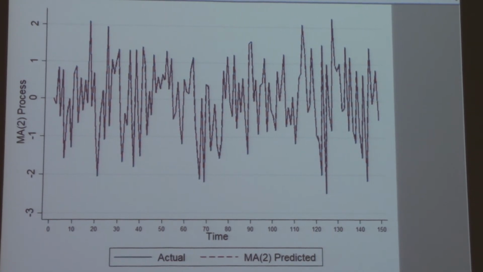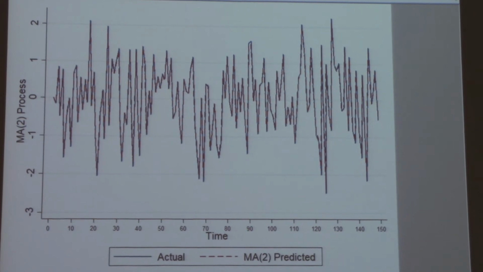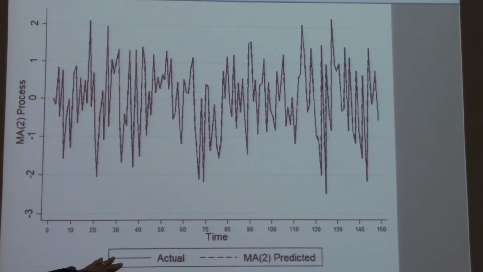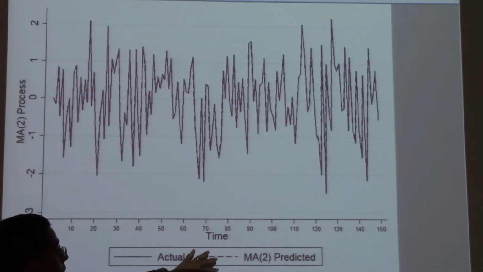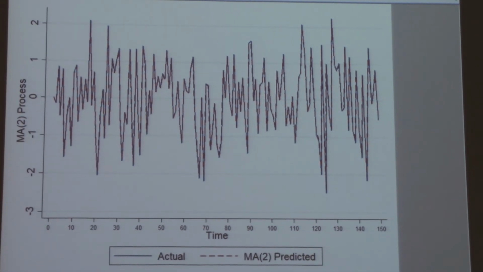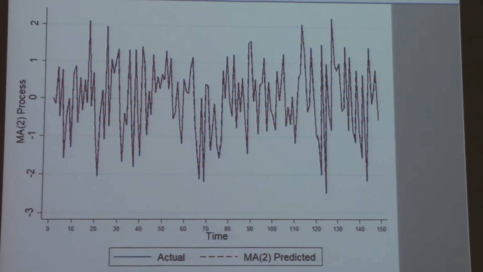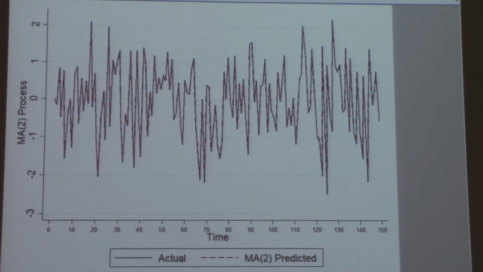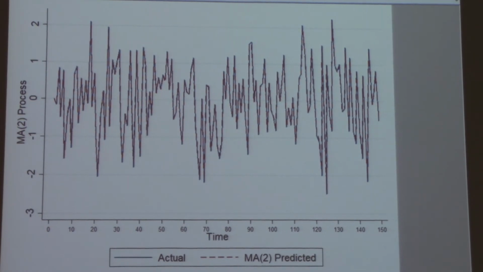Again, illustrating the fact that moving average processes in general capture relatively weak dynamics. So even if we mistakenly model this as an MA1 process, as opposed to an MA2 process, which it actually is, I don't think we'd be making too big of a mistake. We were pretty close.